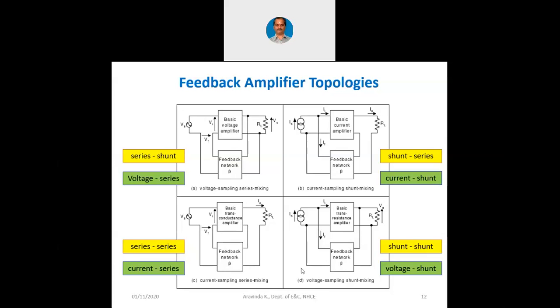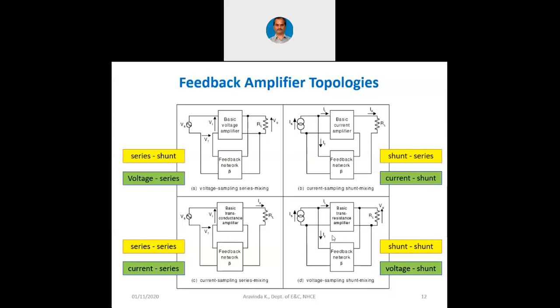And lastly, coming to the fourth one, it is called voltage sampling and shunt mixing. At the output, voltage is sampled and at the input it is connected in shunt. That means it's a shunt connection. Now this is a voltage shunt feedback amplifier. Whenever we have a shunt connection, we need a current source only, as I have mentioned earlier. So now the input is current and output is voltage. So it is a current to voltage converting amplifier. Now that is called a basic trans resistance amplifier.